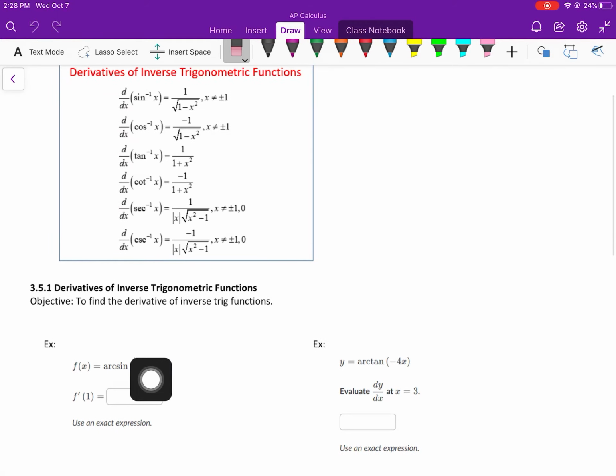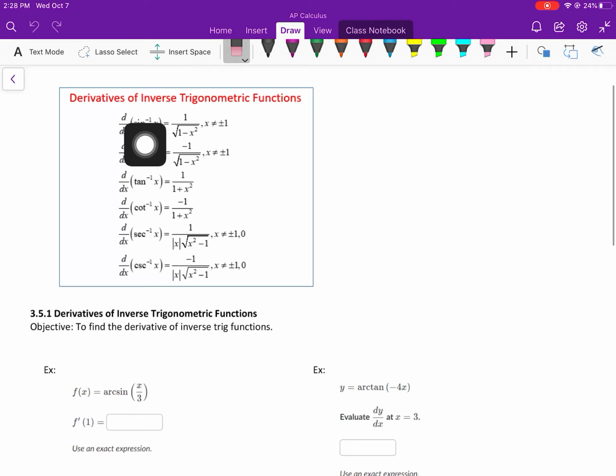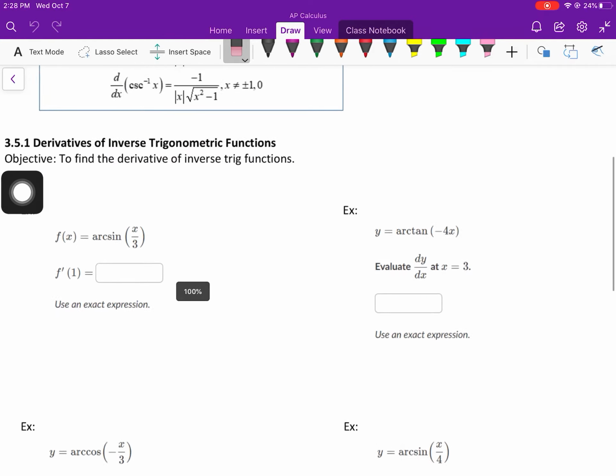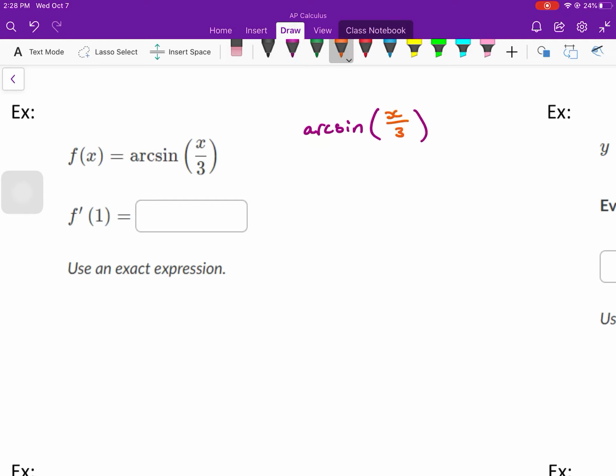So derivative of arc sine of x over 3, and then they want f prime of 1. So we got quite a bit going on with this. Derivative of arc sine is 1 over the square root of 1 minus x squared. By the way, arc sine and sine with the negative 1 both mean the same thing as sine inverse. So let me rewrite this so we can see the outer function. We basically have arc sine of x over 3, and that's our f of x.